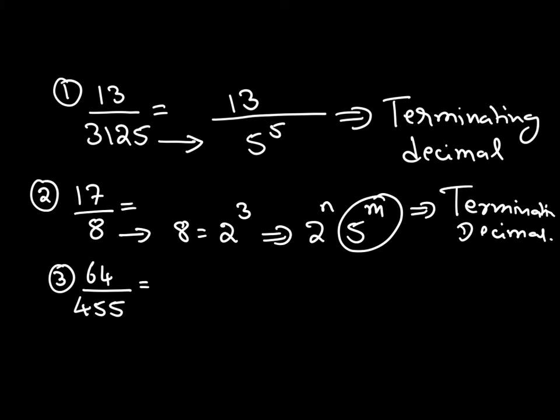Let's try number 3. 64 divided by 455. Whether this will have a terminating decimal or not. What are the prime factors of 455? They are 5 times 7 times 13. Now this denominator has prime factors 7 and 13, which are other than 5 and 2. So therefore, this will have a non-terminating repeating decimal.